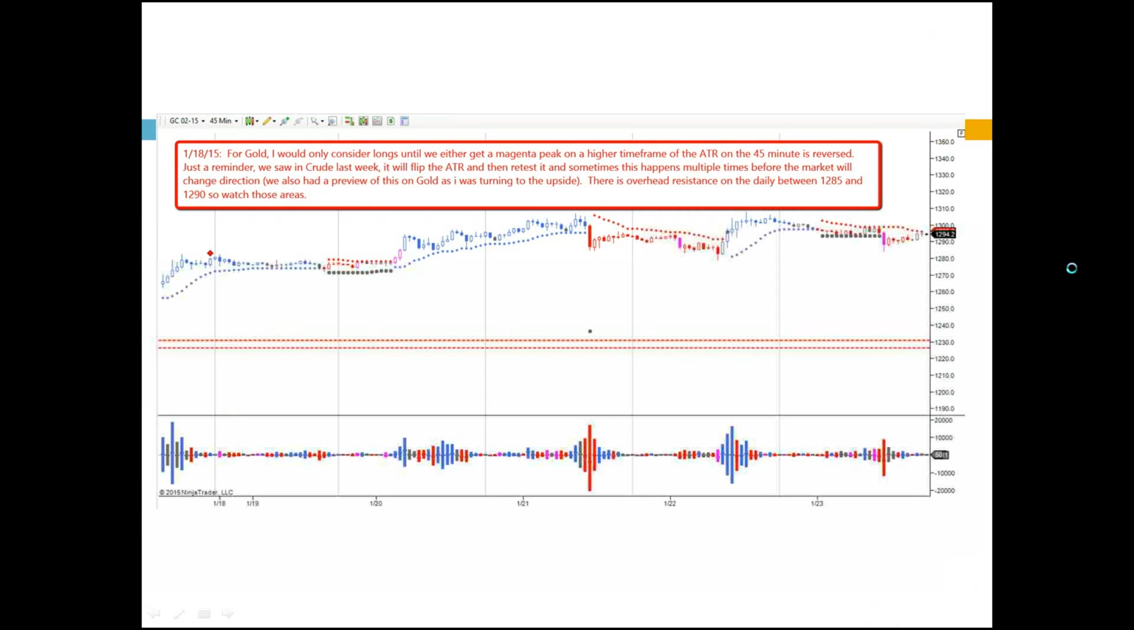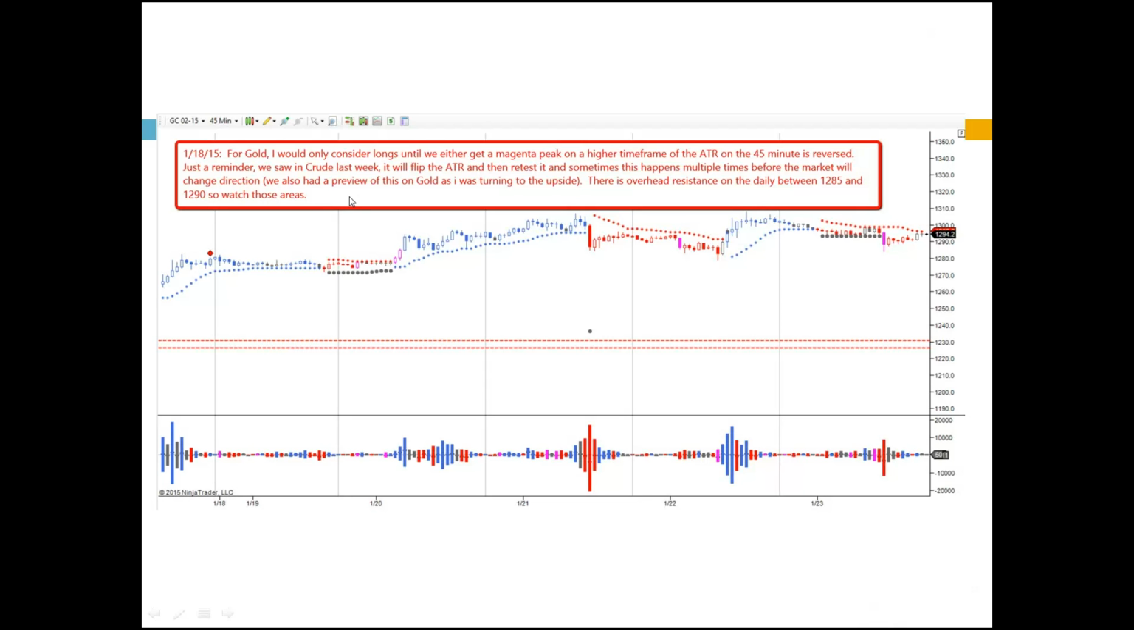All right, on gold. I would only consider longs until we either get a magenta peak on a higher time frame, where it will go back to the ATR, or the ATR on the 45 minute is reversed, and that means it flips from blue to red. Just a reminder, we saw in crude last week, it will flip the ATR and then retest it, and sometimes this happens multiple times before the market will change directions. We also had a preview of this on gold as it was turning to the upside. There is overhead resistance on the daily between 1285 and 1290.